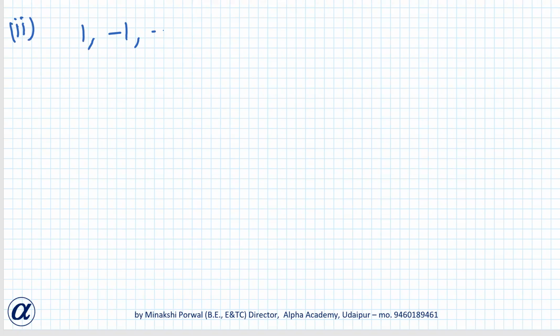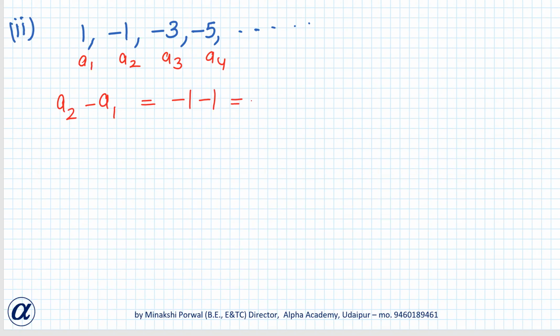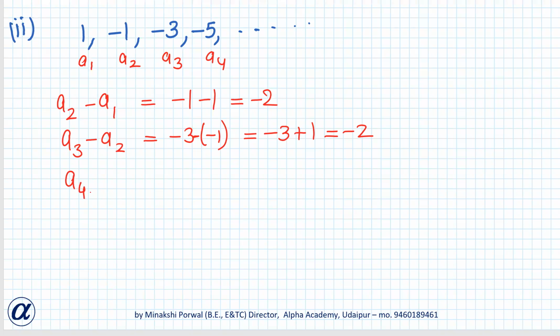But 1, minus 1, minus 3, minus 5, and so on. Okay. So if we have to check, first of all, we can name them this way: A1, A2, A3, A4. A2 minus A1 is minus 1 minus 1, that is equal to minus 2. A3 minus A2, that is equal to minus 3 minus of minus 1, so that is equal to minus 3 plus 1, that is also equal to minus 2. A4 minus A3, that is minus 5 minus of minus 3, that is equal to minus 5 plus 3, that is also equal to minus 2.